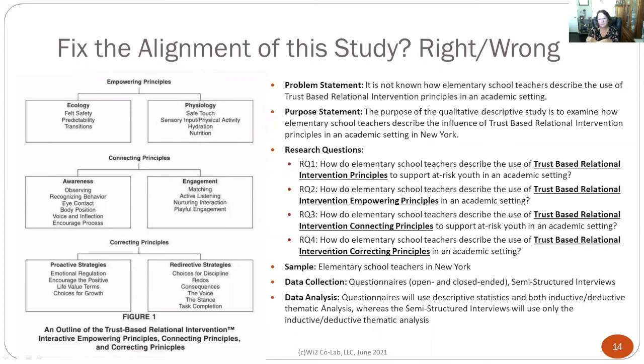Anybody have any ideas what they notice about the theoretical foundation on the left? Okay, is it Maslow's theory? I'm seeing empowering principles, the alignment. Okay. It's the trust-based relational intervention: empowering principles, connecting principles, and correcting principles theory.